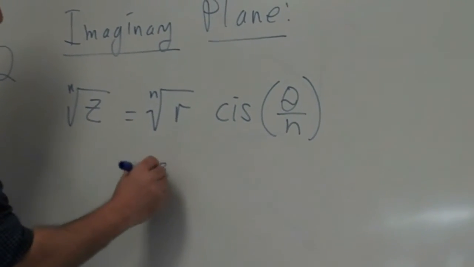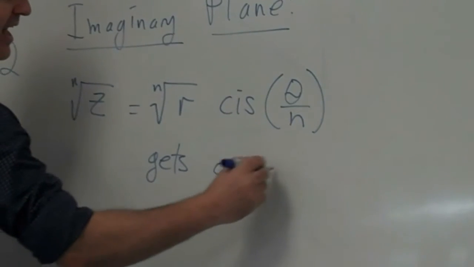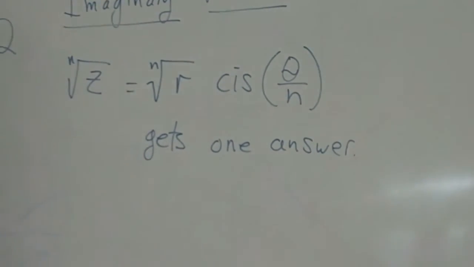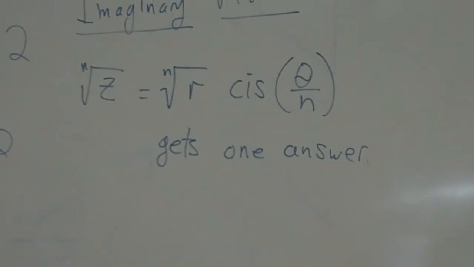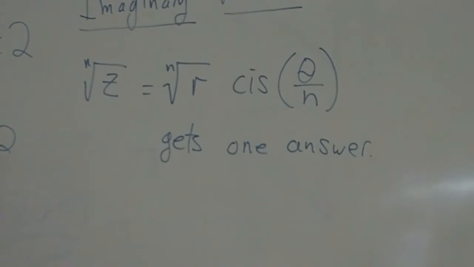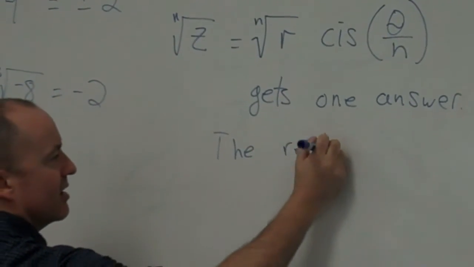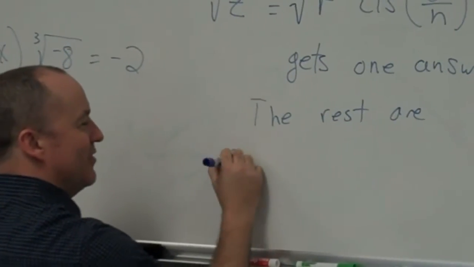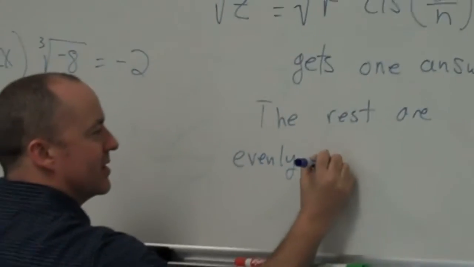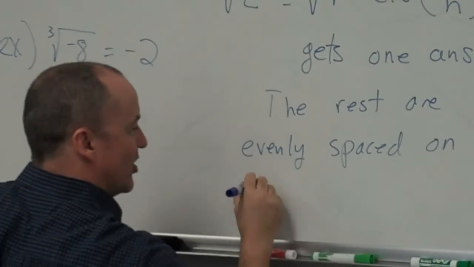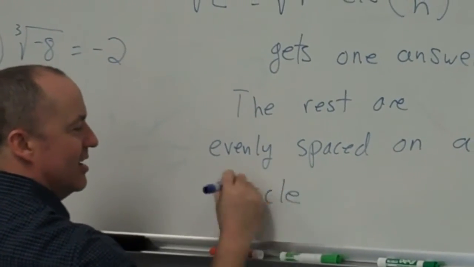But this gets you one answer, and there are always more. The rest are evenly spaced on a circle, hence the word radius, because it can be anywhere on the circle.